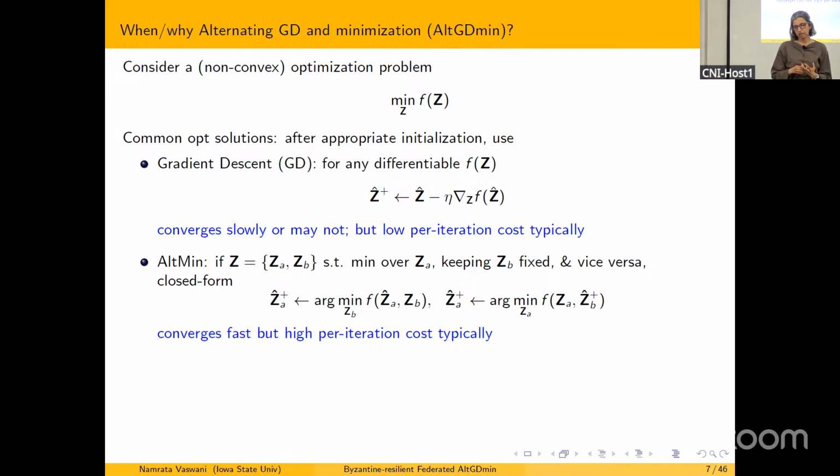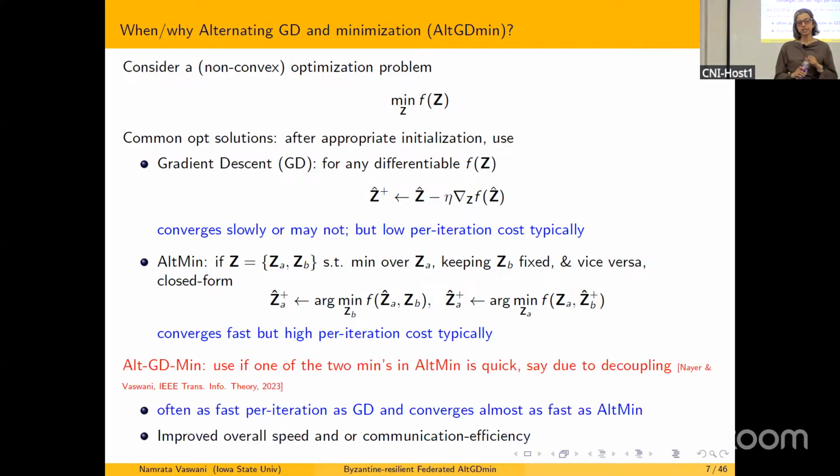The advantage of this is that when it can be used, it converges much faster than gradient descent, or you can prove it converges for certain classes of problems. But then the per iteration cost is high because you're solving two full minimizations at each iteration. Now, what happens for certain classes of problems is that one of the two minimizations may be decoupled, whereas the other is coupled. So only one of the minimizations is taking most of the time. If the minimization is decoupled, it's already fast.